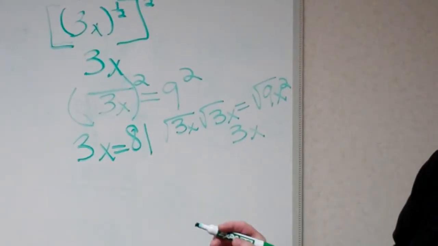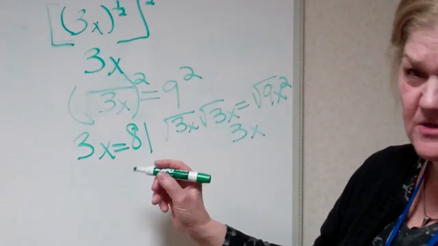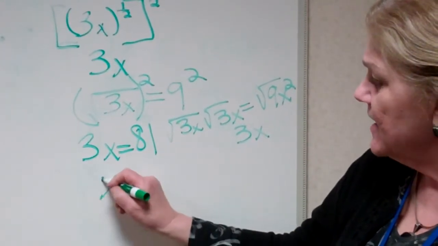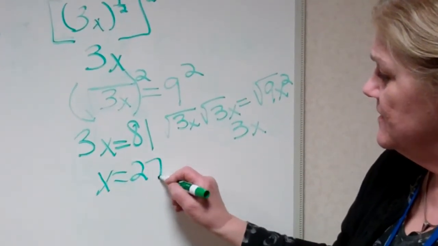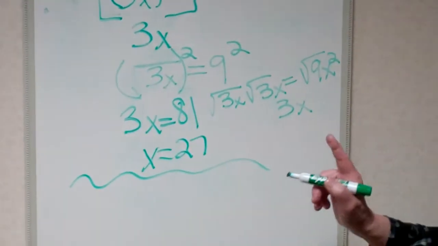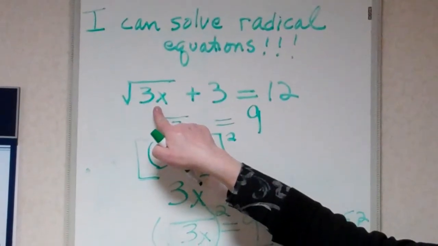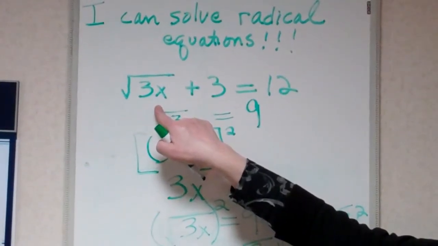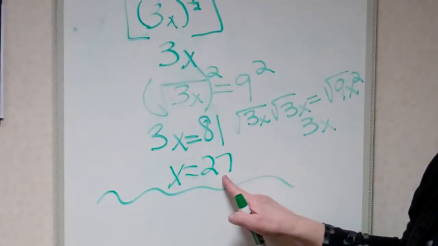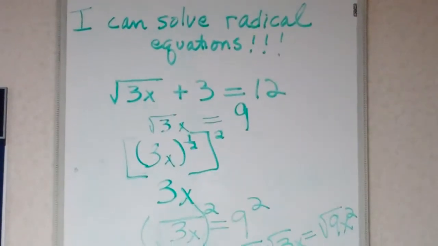Simple, one step left. How do I undo the multiplication? I divide by 3 to get x is equal to 27. The one thing we have to remember is this is an equation that is performing an operation on x, so we always have to check it. So that means I have to go back in and put 27 in for x.